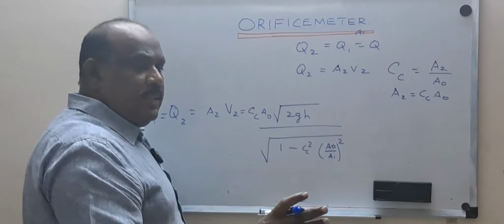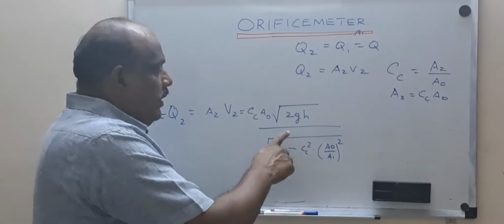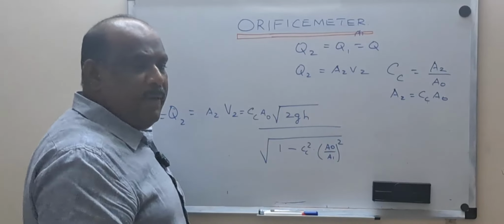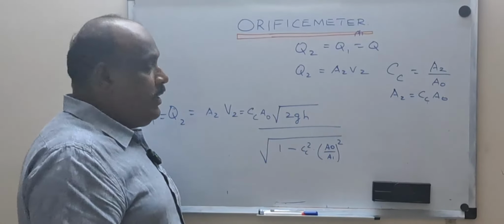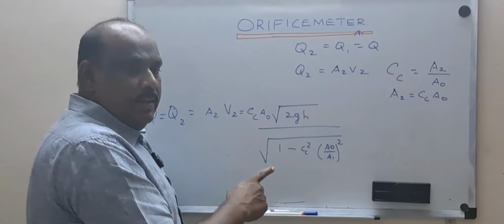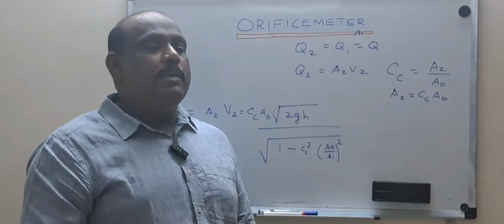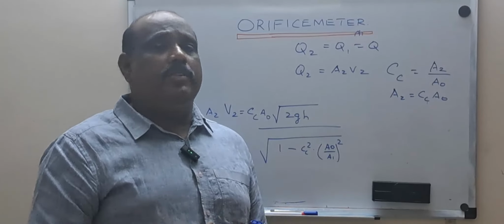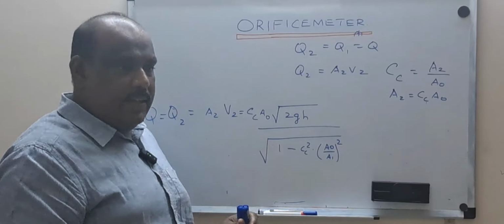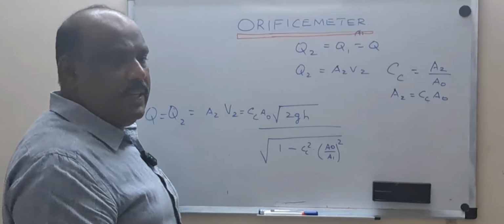In this one, which are the things you know and which are the things you don't know? G is known. H you can take from the manometric reading. A0 you can find from pi by 4 D0 square, diameter of the orifice. A1 you can take from the diameter of the pipe. Which one you don't know here? Cc. Cc is generally a constant which will be given in the problem, the coefficient of contraction. Sometimes instead of Cc, it's a general practice to give the Cd value, the coefficient of discharge, rather than the coefficient of contraction. So you are going to express this Cc in terms of Cd.